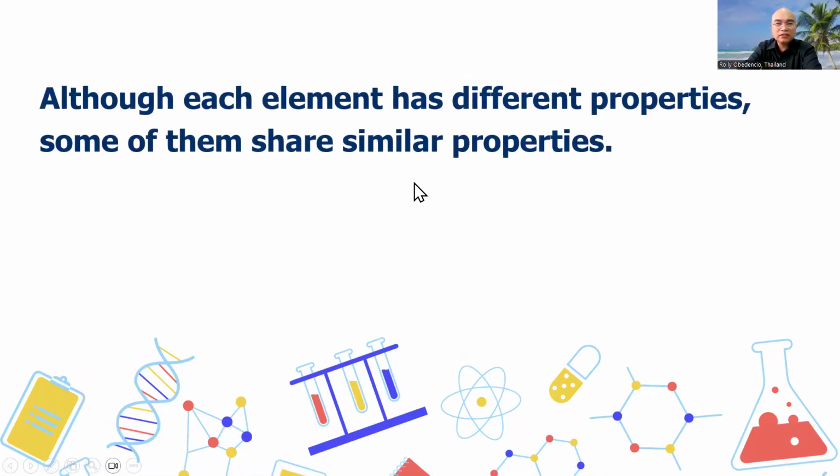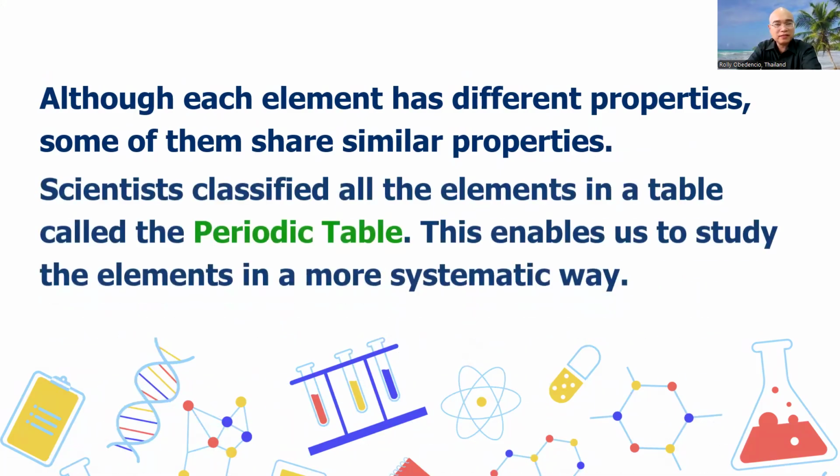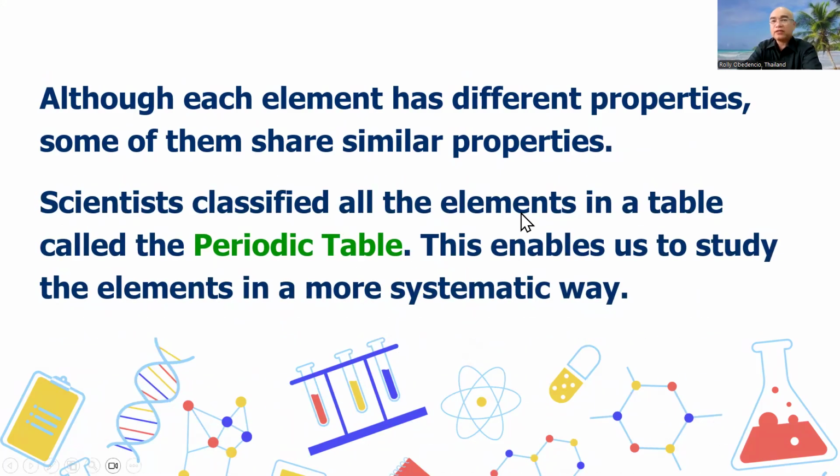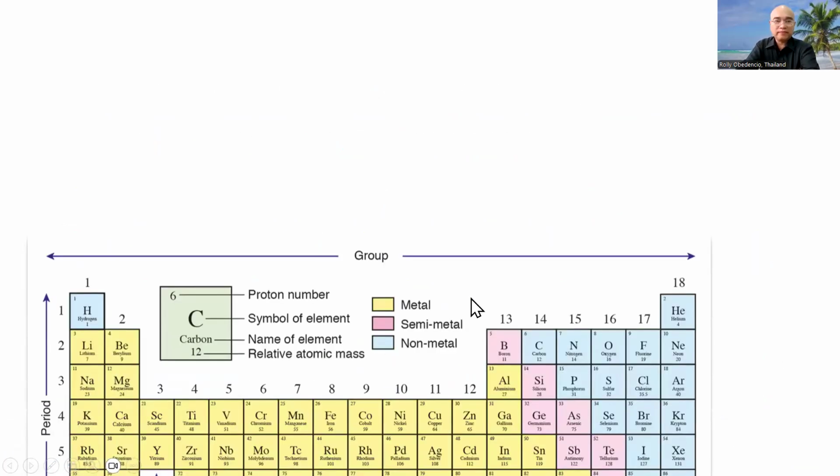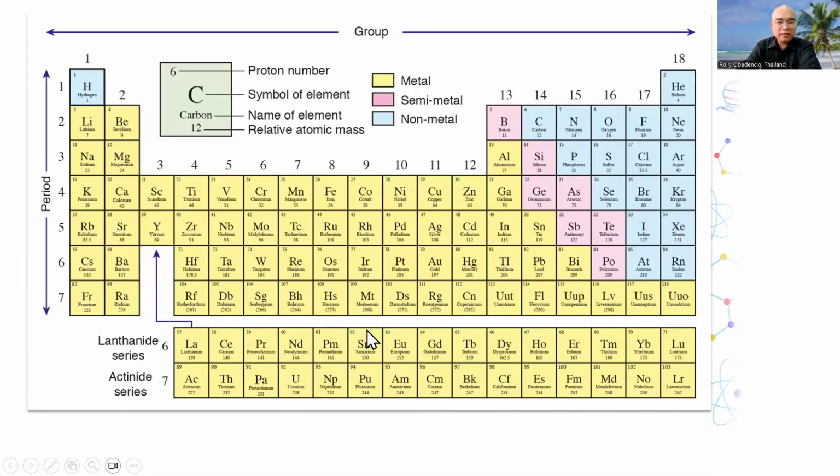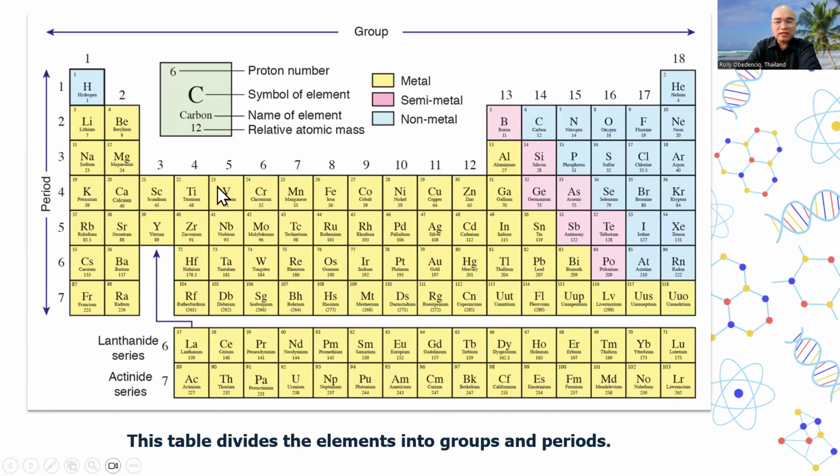Now, what I want you to do is to understand more. Although each element has different properties, some of them share similar properties. Scientists classified all the elements in a table called the periodic table. This enables us to study the elements in a more systematic way. We have seen here the table divides the elements into groups and periods.